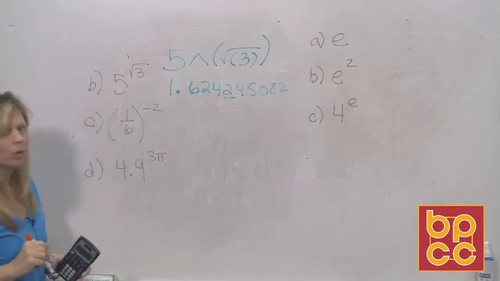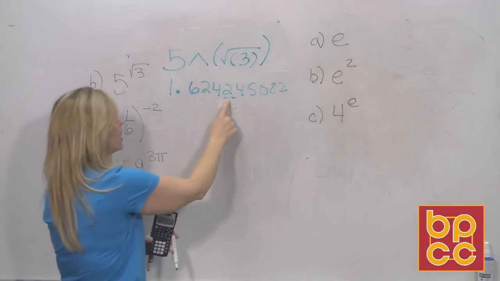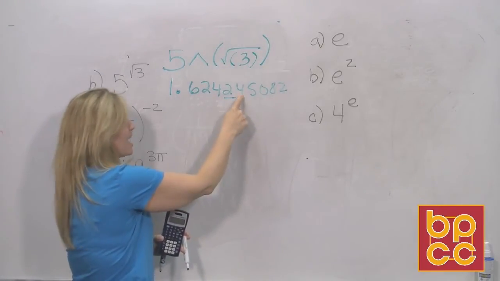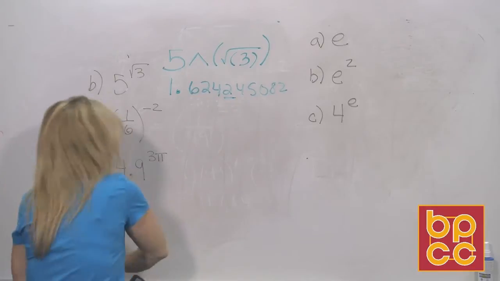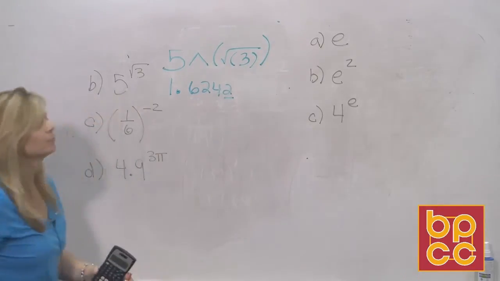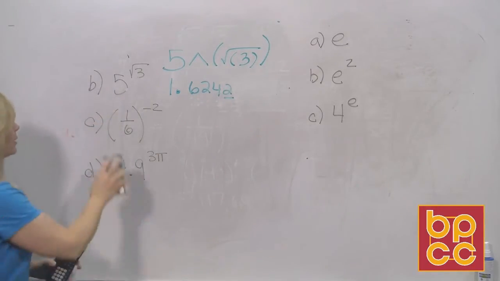Does it stay at 2 or does it go up to a 3? Underline the digit, look next door. That's 4 or lower, you ignore. So it stays a 2. Okay? So far so good. Let's try another.